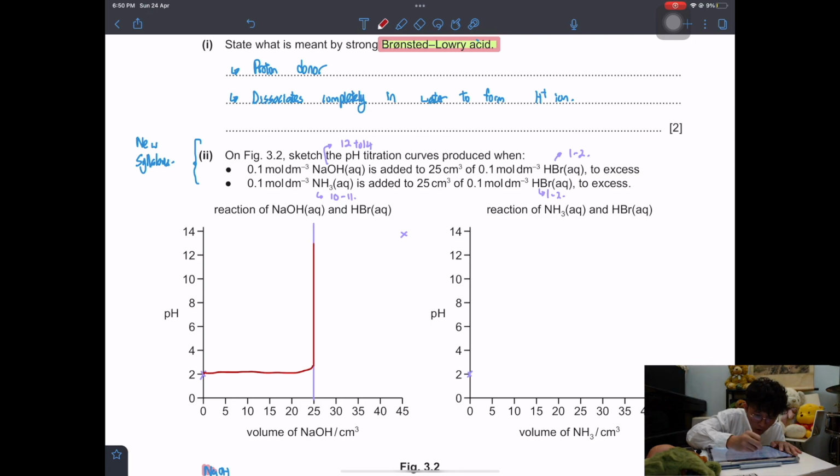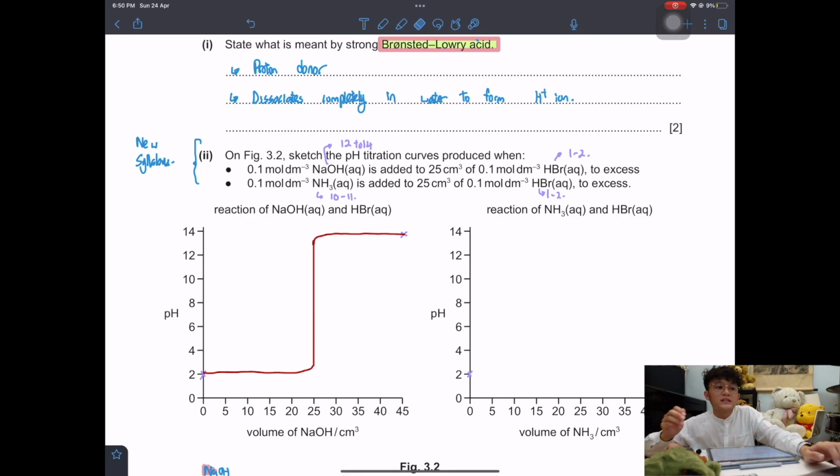Okay, then until approximately 13, you can curve and you see a strong, steady line as well. That's it. So this is your pH curve for a strong acid and a strong base.